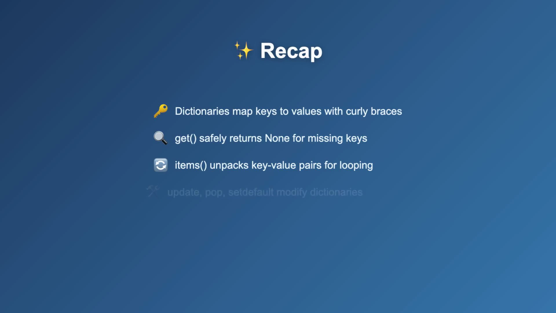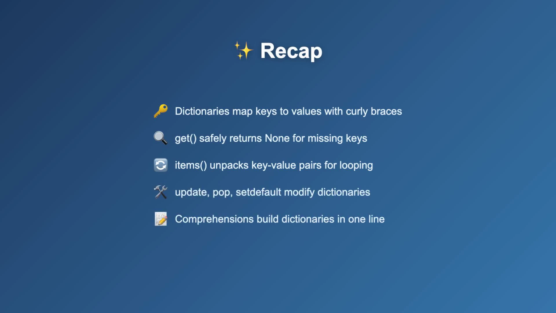Let us recap dictionaries. Curly braces create key-value pairs. Get safely accesses values without errors. Items, keys, and values help you loop.